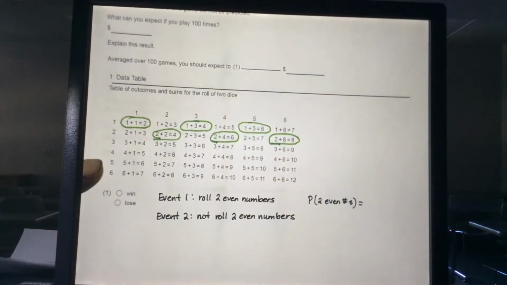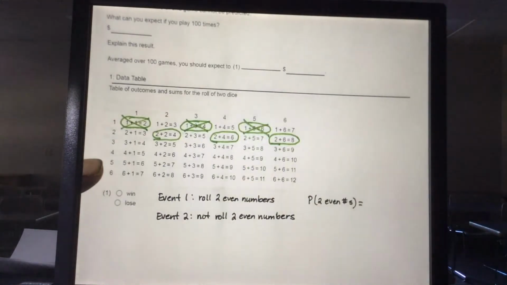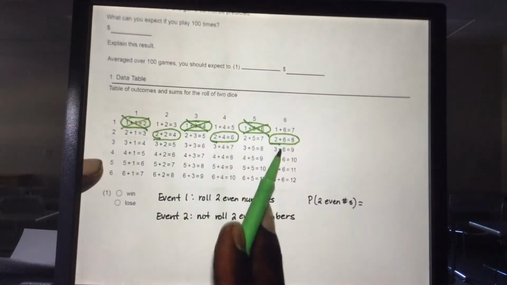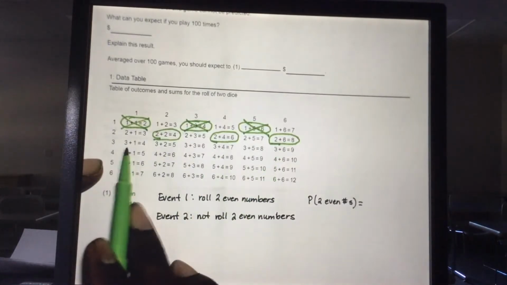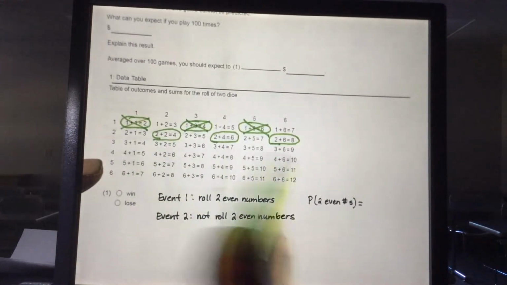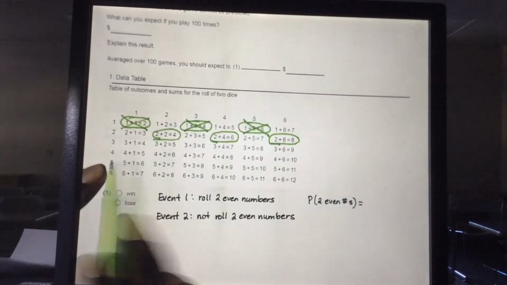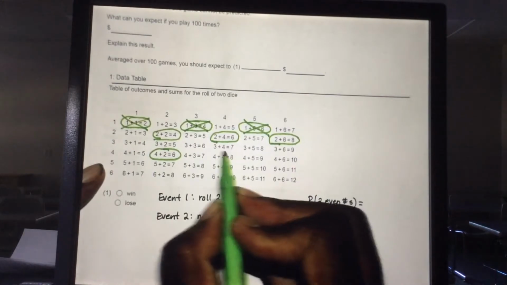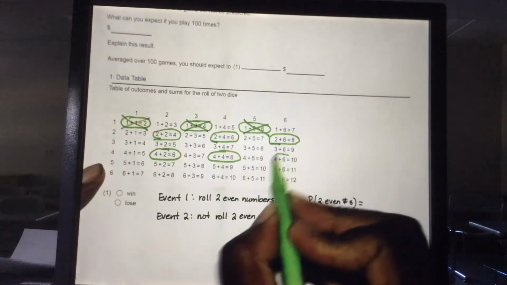Actually two even numbers. They have to both be even. So I need to, unfortunately, eliminate anything that has an odd number in it, and only include the 2 plus 2, 2 plus 4, and 2 plus 6. Well, I know the 3 is odd, that's not going to work. But for 4, I can only include 4 plus 2, 4 plus 4, and 4 plus 6.